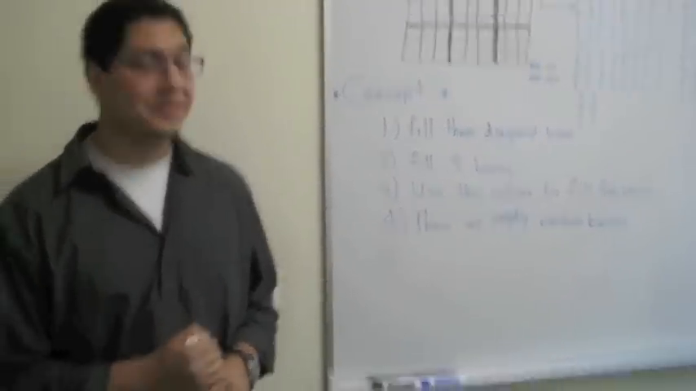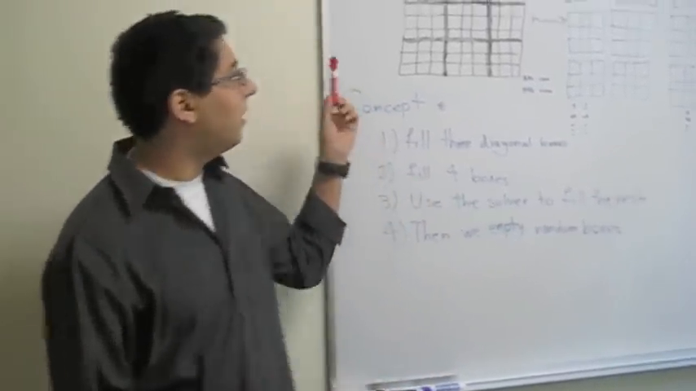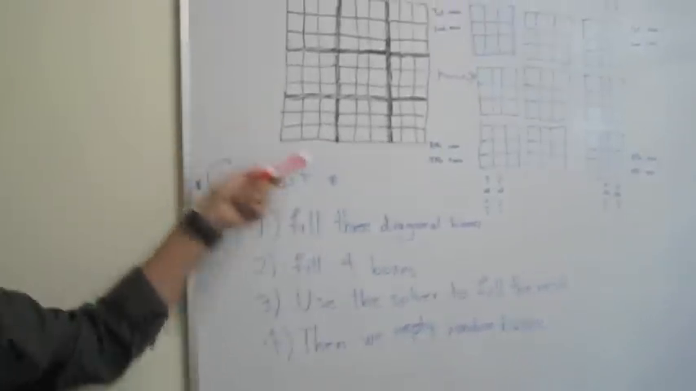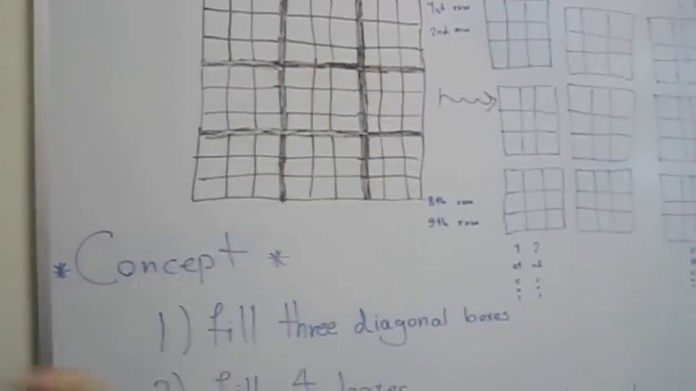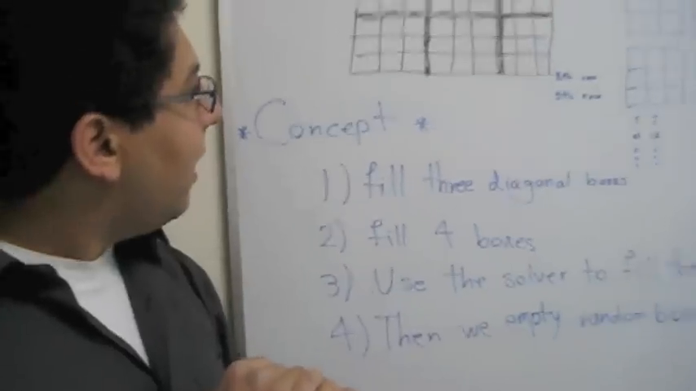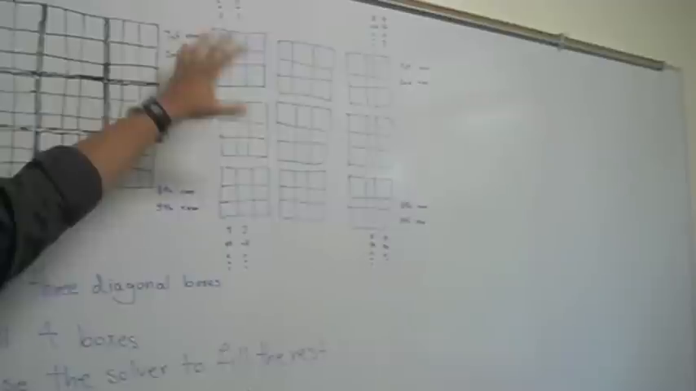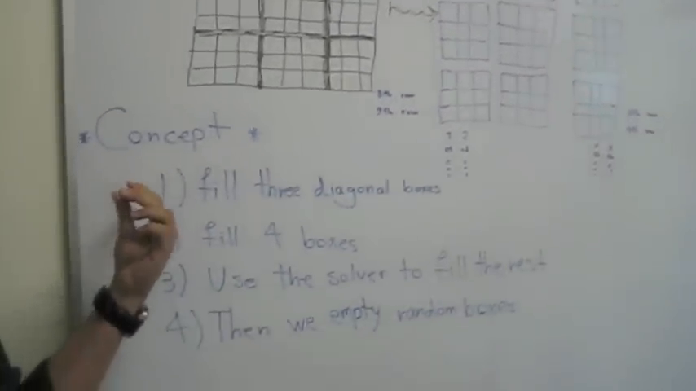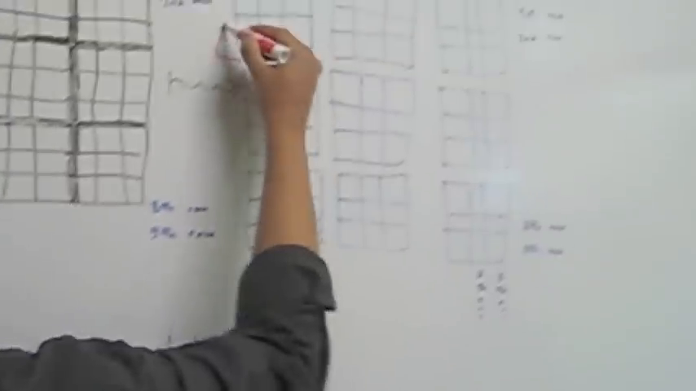Hey everyone, my name is Vahe and today I'm going to show you the concept for our Sudoku game. So, as you can see, this is the box of the Sudoku game. There are 9 small boxes in the game, and to make the explanation easier, I separated the 9 boxes. So the first thing we did in our program was to fill 3 diagonal boxes, so these 3.